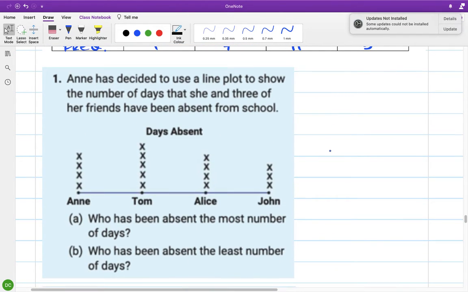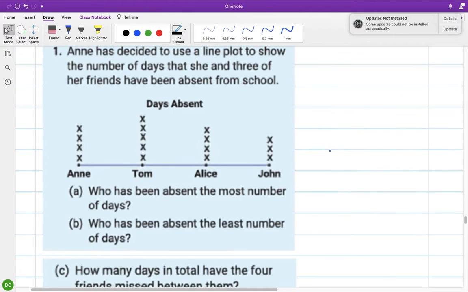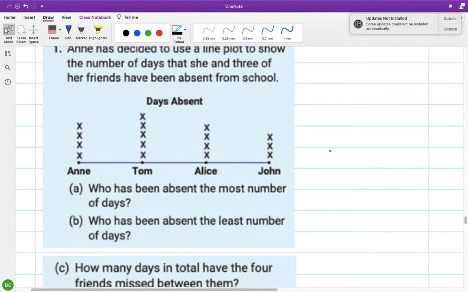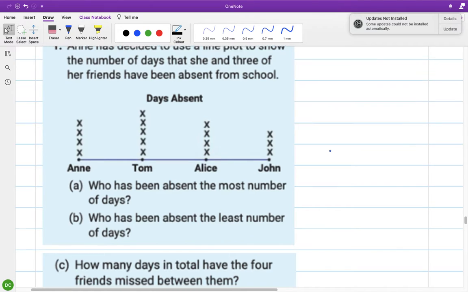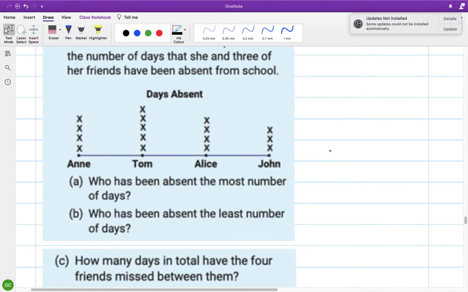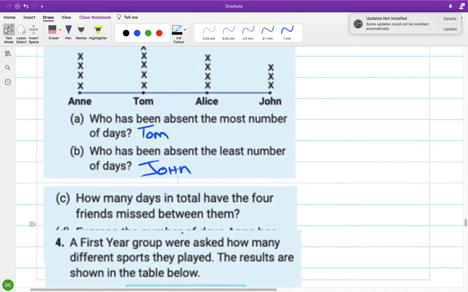So the next one. Oh, now we're moving on to the line plots. So Anna has decided to use a line plot to show the number of days that she and 3 of her friends have been absent from school. So who was absent the most? So the highest bar there is Tom. Who was absent the least? Lowest bar is John.